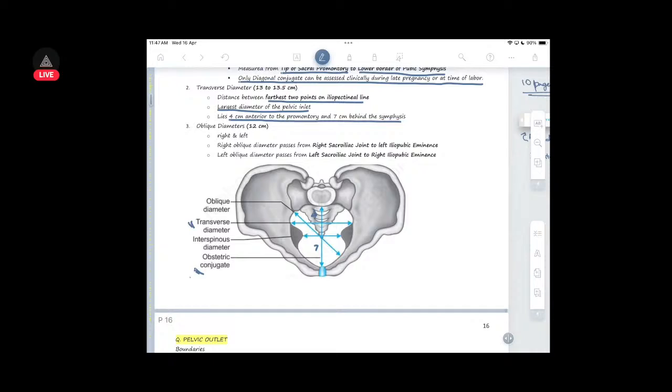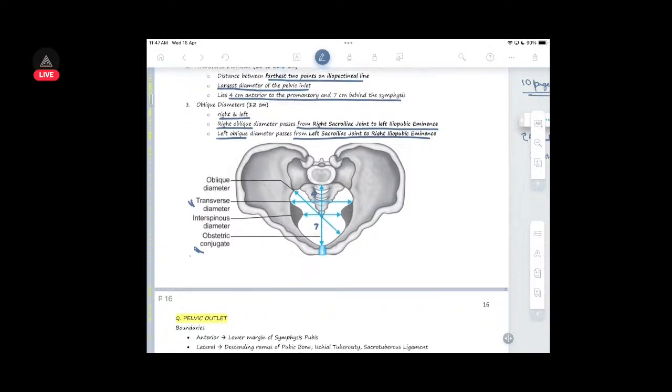The oblique diameters are right and left. The right oblique diameter passes from the right sacroiliac joint to the left iliopubic eminence. The left oblique diameter is from the left sacroiliac joint to the right iliopubic eminence. Sacroiliac joint to the opposite side iliopubic.